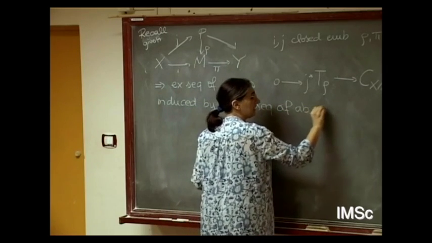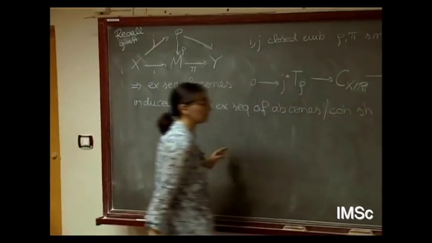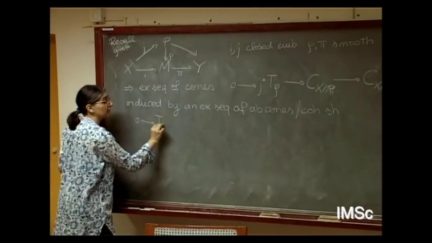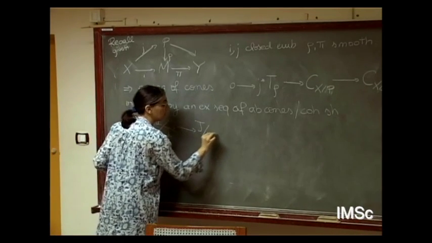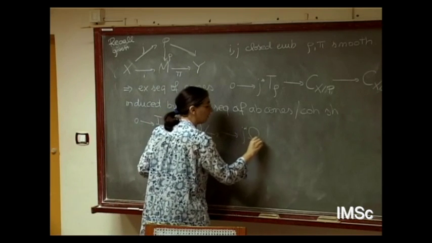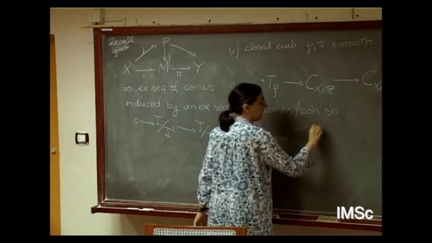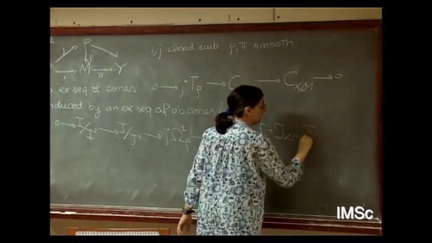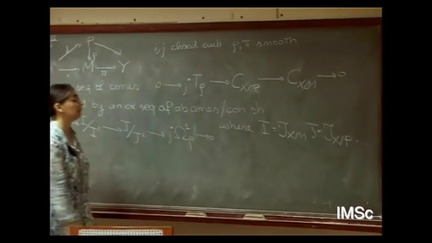abelian cones, and abelian cones, remember, are the same as coherent sheaves with arrows reversed. So let me write it in the coherent sheaf case. 0 to I mod I squared to J mod J squared to j pullback of omega 1 rho, where I is the ideal sheaf of X in M and J is the ideal sheaf of X in P.